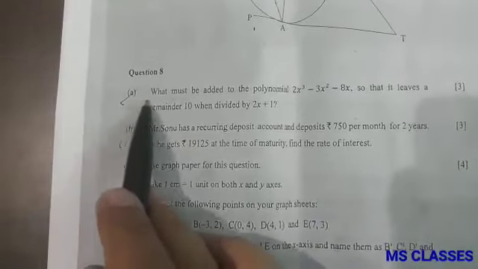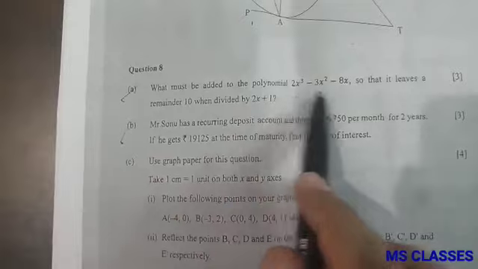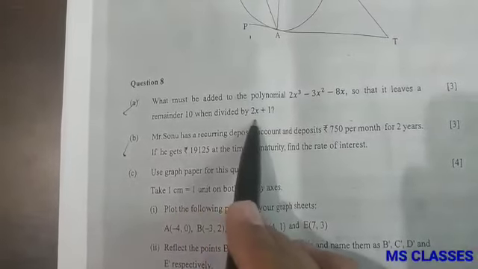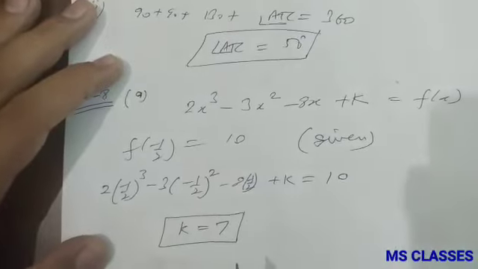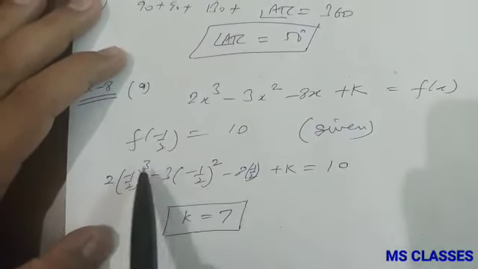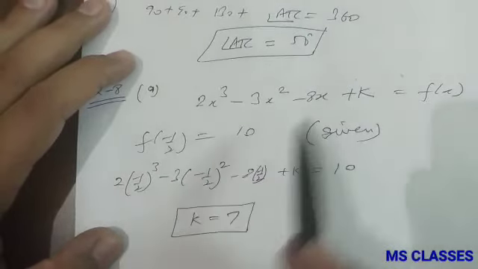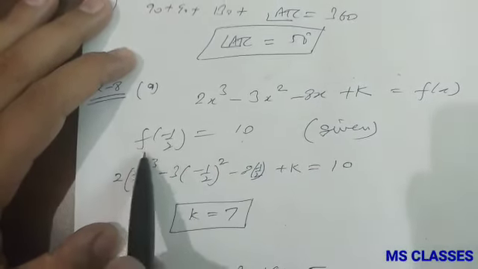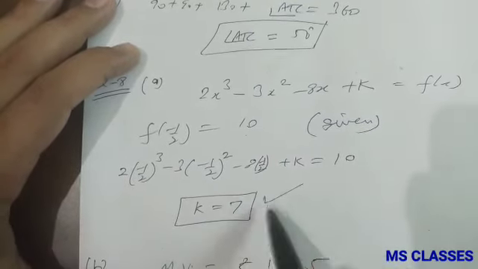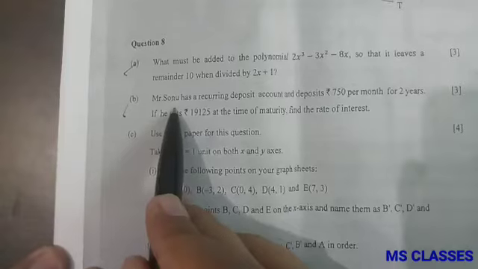Question 8, first part. What must be added to the polynomial so that it leaves a remainder 10 when divided by 2x plus 1? So let's suppose k is added, and since 2x plus 1 divides this and gives the remainder 10, we can replace x with minus 1 by 2, so that after solving we get k is equal to 7.